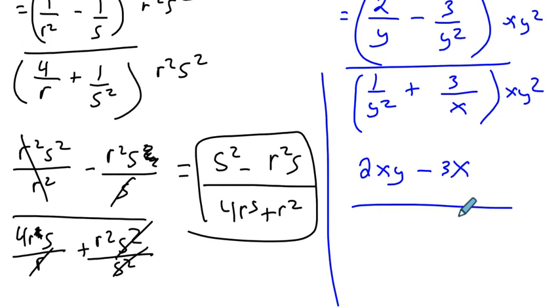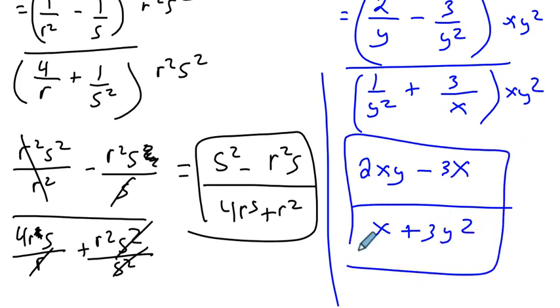All right, sweet. Here, 1 over y squared times xy squared, the y squares cancel, and all I have is 1 times x. So I have x. And then right here, I'll have 3. The x's cancel, so I'll have y squared. And there we go.